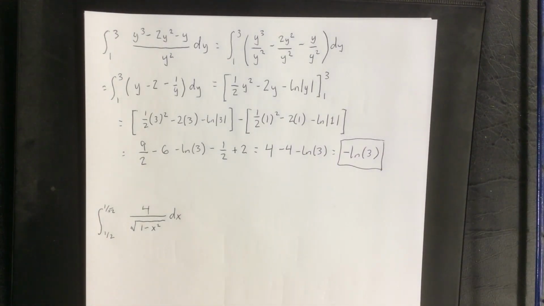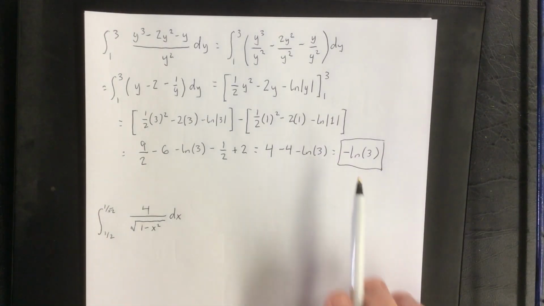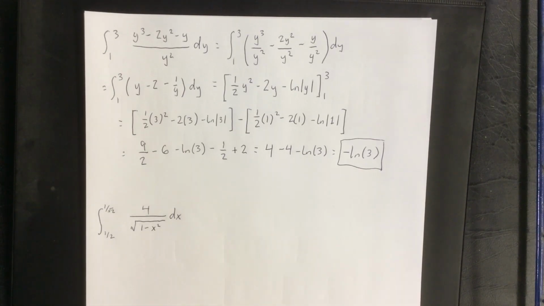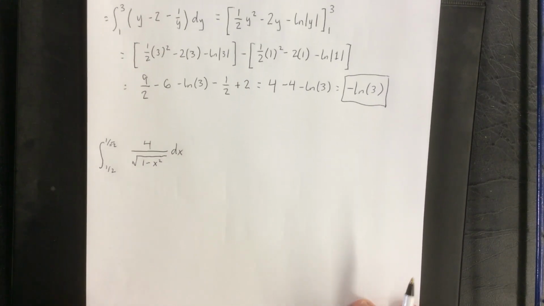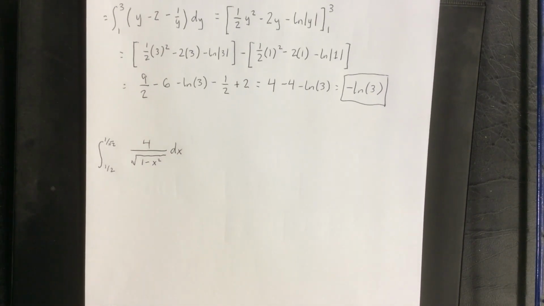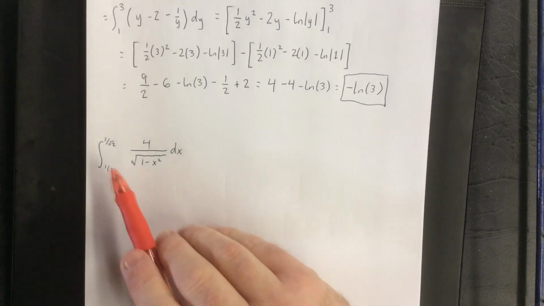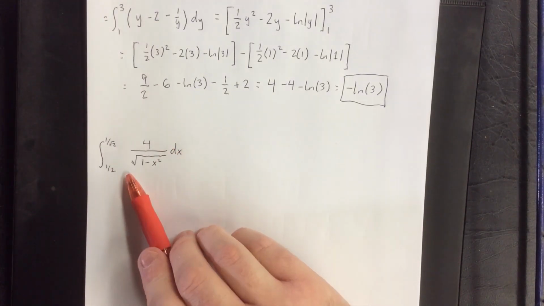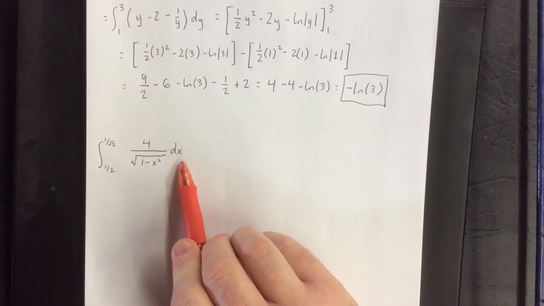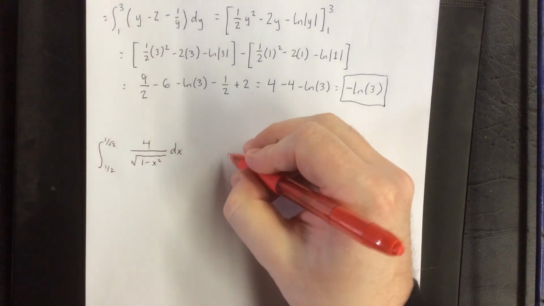And again, this represents the total amount of signed area, so it doesn't bother me that we wound up with a negative answer here. And one more example for these fundamental theorem of calculus part 2 problems. We have the definite integral from 1/2 to 1 over the square root of 2 of 4 over the square root of 1 minus x squared dx.